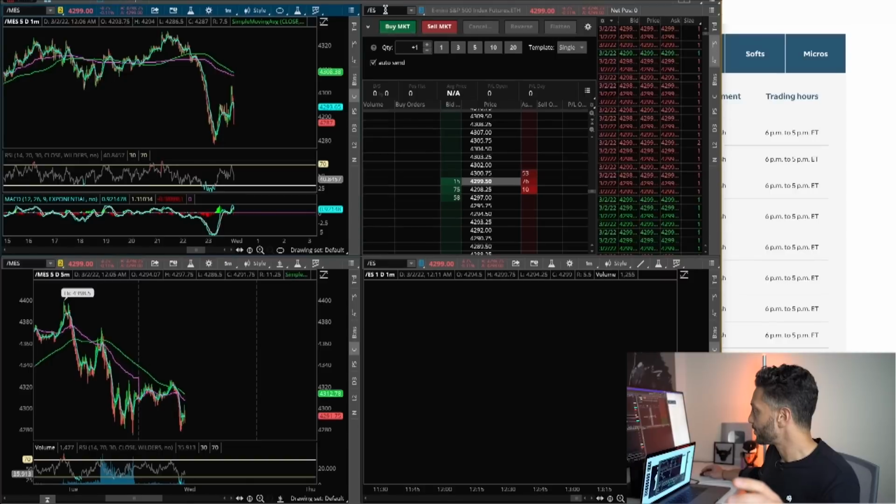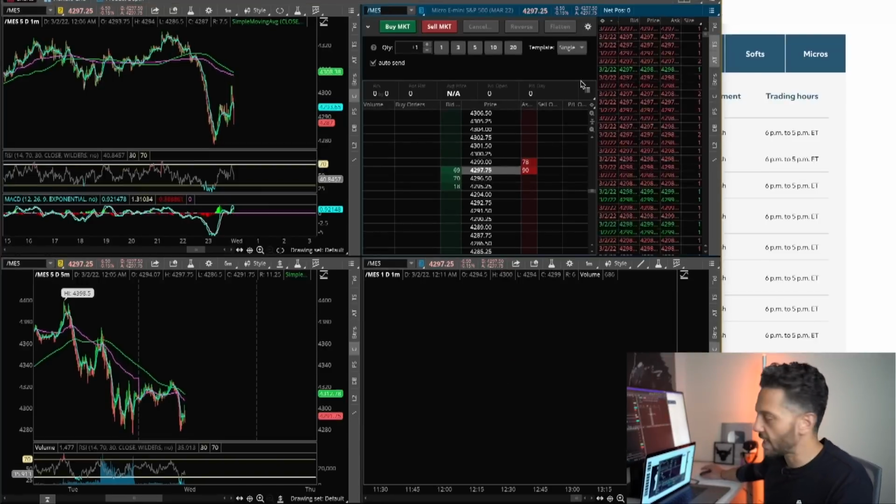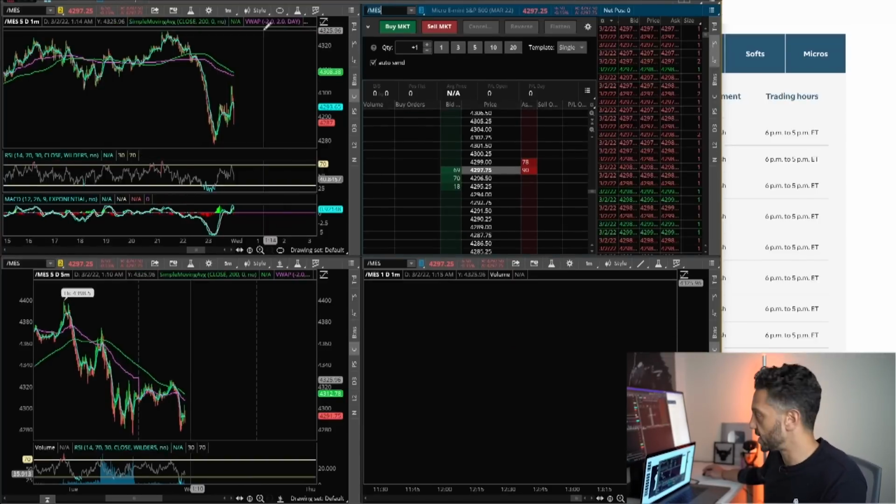All right, so the way that you would do this in Thinkorswim, and it's theoretically the same in any platform, it just might look a little bit different, but you would essentially go to the ticker symbol.